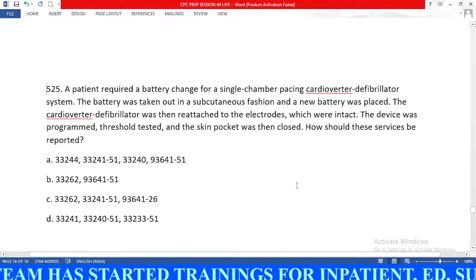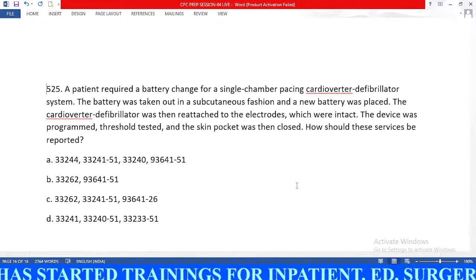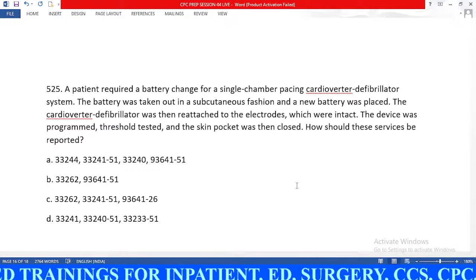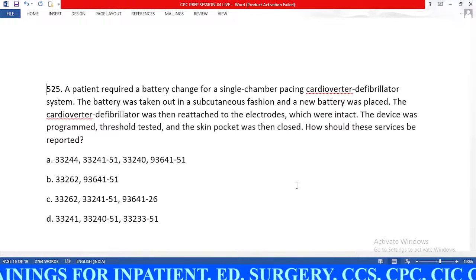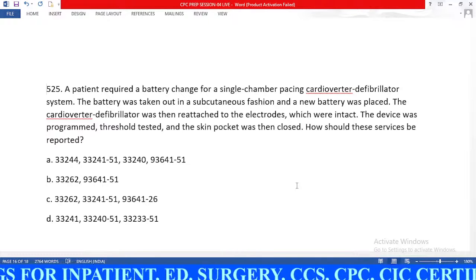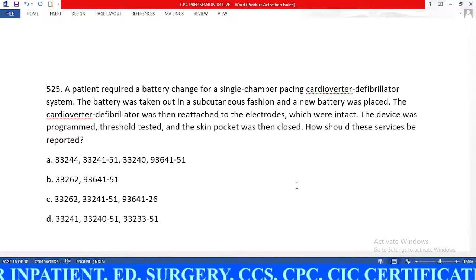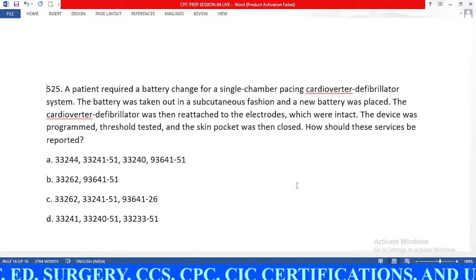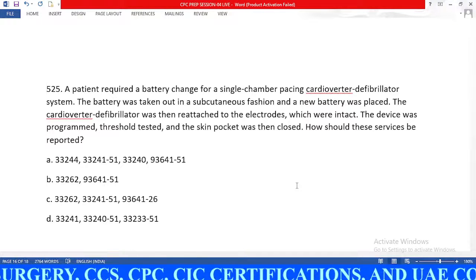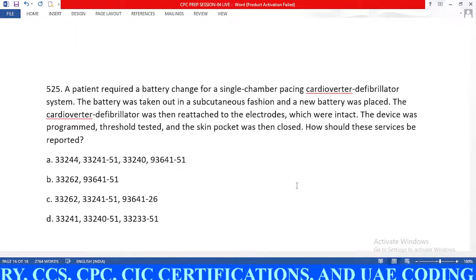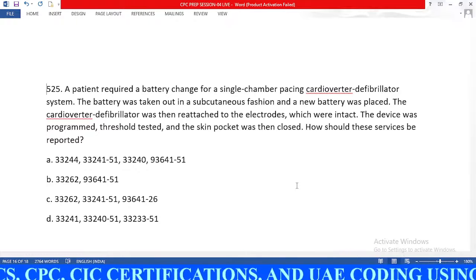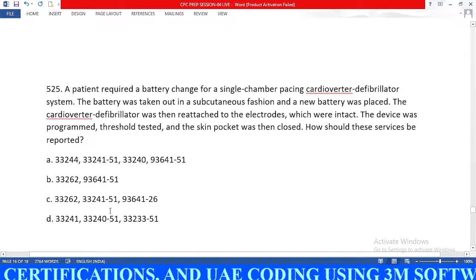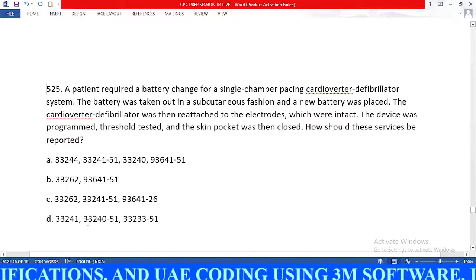So next, a patient required a battery change for a single chamber pacing cardioverter defibrillator system. The battery was taken out in a subcutaneous fashion and a new battery was placed. The cardioverter defibrillator was then reattached to the electrodes which were intact. The device was programmed, threshold tested, and the skin pocket was then closed. How should these services be reported? So first check all the initial codes, like 33244, 33262, 33262 and 33241, so that you can eliminate easily.